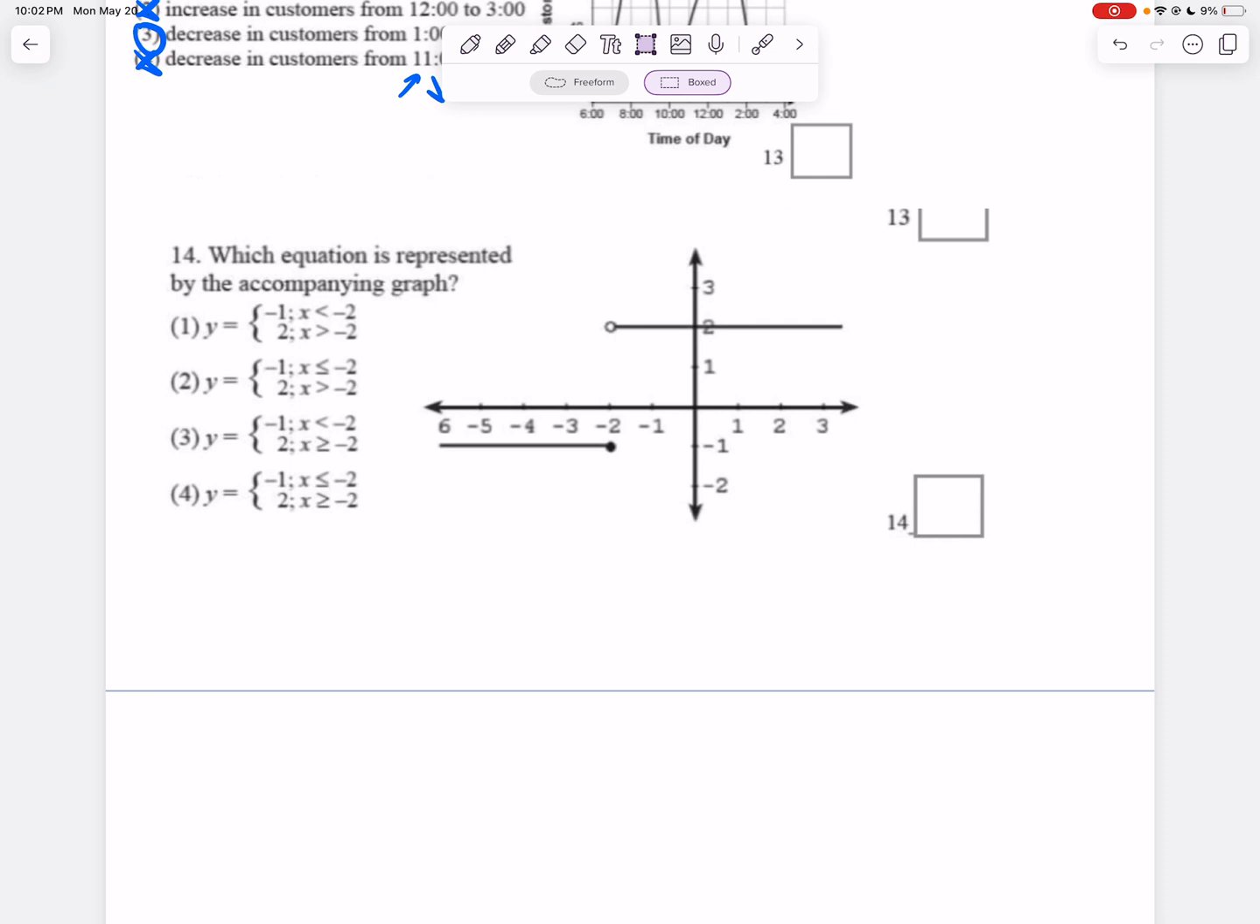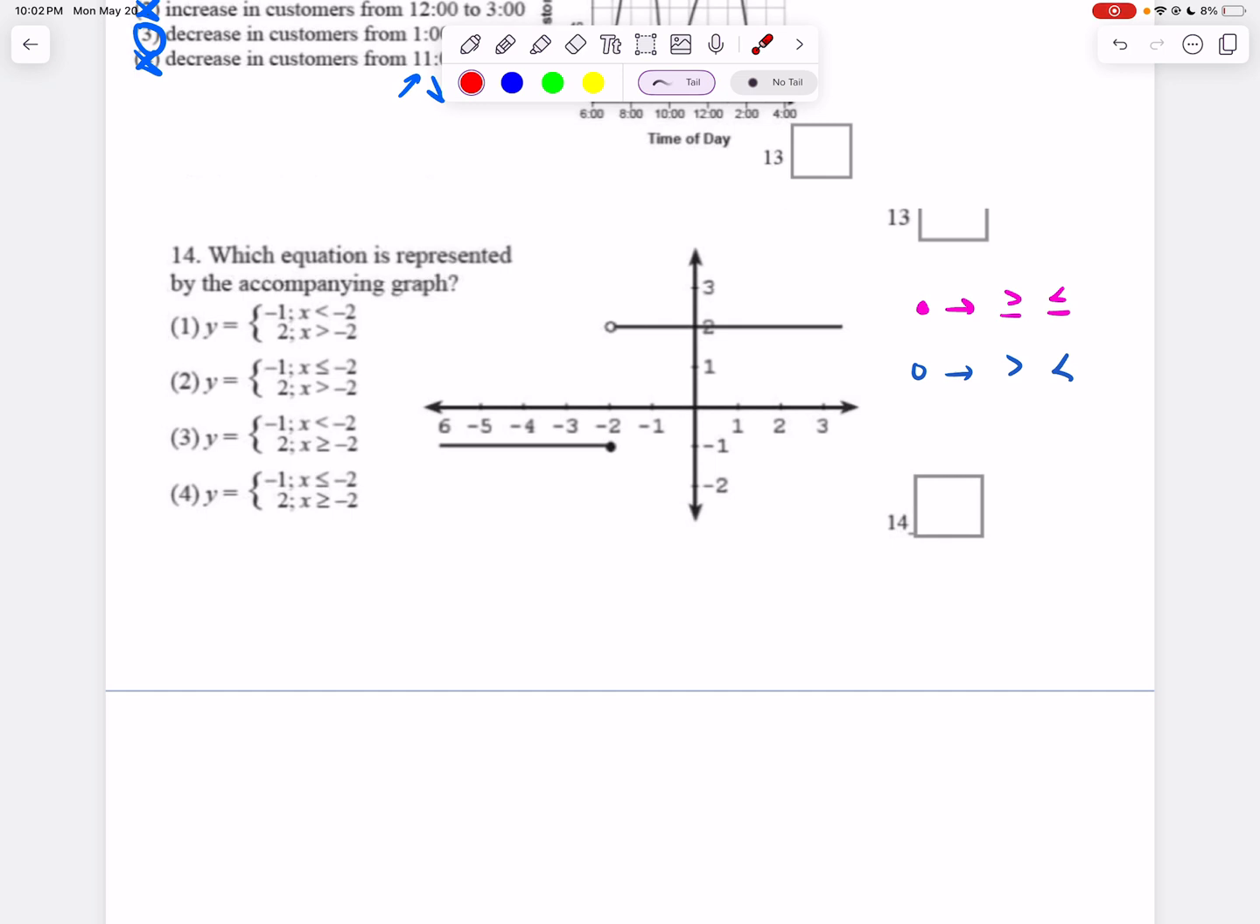Whenever we have a closed circle on our graph, what that means is you're going to be dealing with a greater than or equal to or a less than or equal to. And if I have an open circle, I'm going to be dealing with a greater than sign or a less than sign. You can't mix and match them. I can't put this less than or greater than with my closed circle, and I can't put this less than or equal to or greater than or equal to with my open circle. So I have to use one for the closed and one for the open.